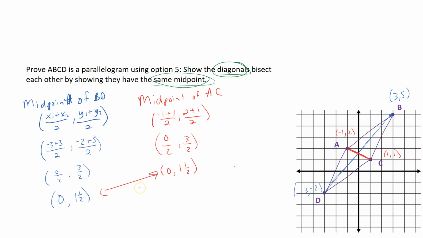Since these two have the same midpoint, that must mean that they bisect each other, which means that this side and this side are equal to each other, and that this side of the diagonal and this side of the diagonal are equal to each other. And that's how we prove something is a parallelogram. We use any of those methods on your worksheet. I'm going to ask you to practice using each one. Let me know if you need any help.